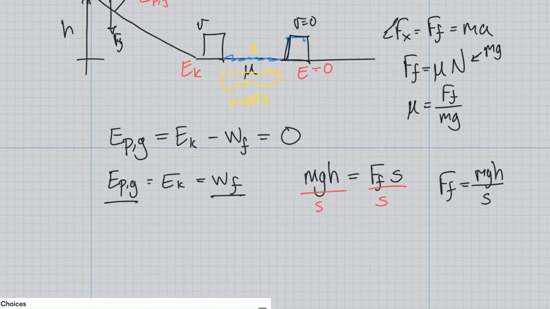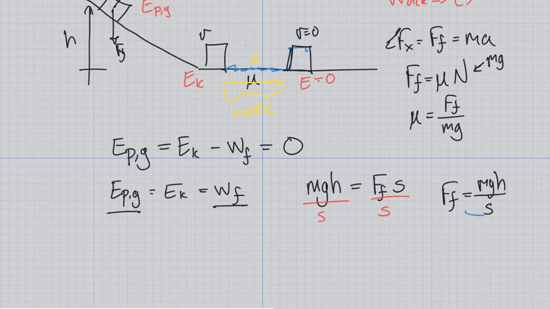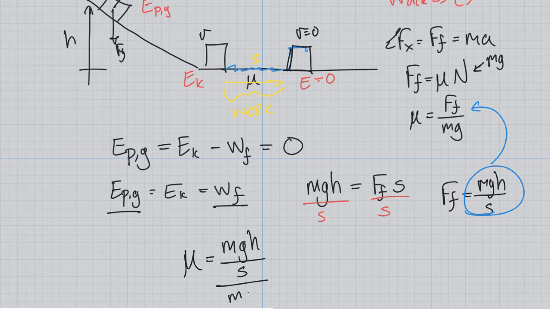So now what I can do is simply plug this force of friction into this equation for my coefficient of dynamic friction and solve for mu. So my coefficient of friction is going to be mgh divided by S divided by mg. Looking at that, mg's cancel out, and so I'm left with simply h divided by S. So how high was the block on the ramp, and how far did the block slide after it hit that friction?